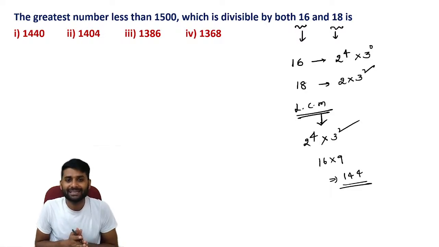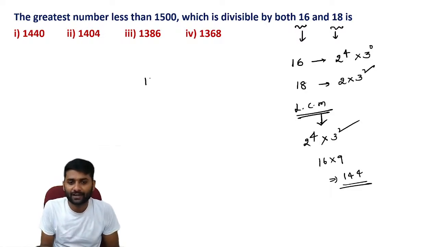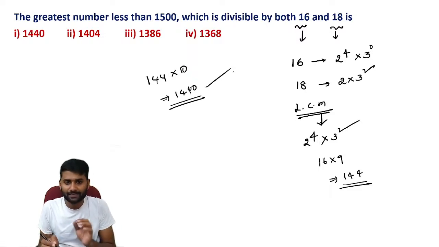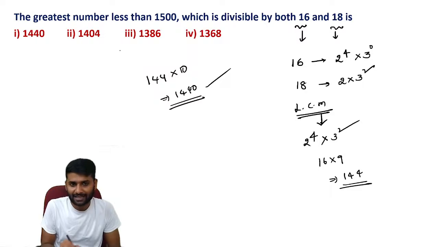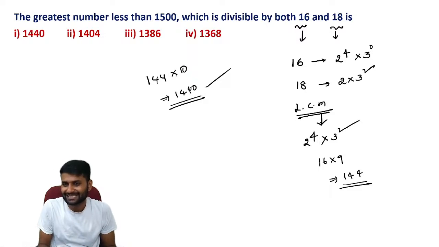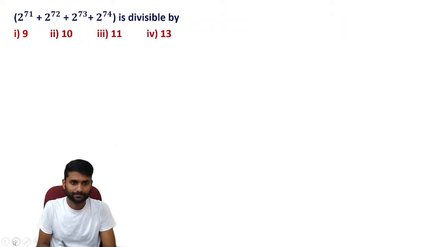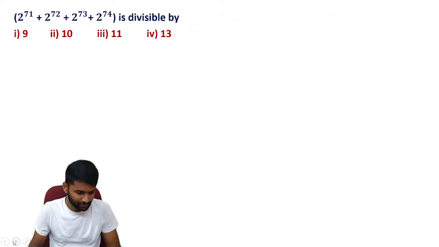Now, the greatest number less than 1500: 144 is multiplied by 10 times, it becomes 1440. If you go through 11 times, it exceeds 1500. That's why the highest number less than 1500 which is divisible by both 16 and 18 is 1440. Go through this question.